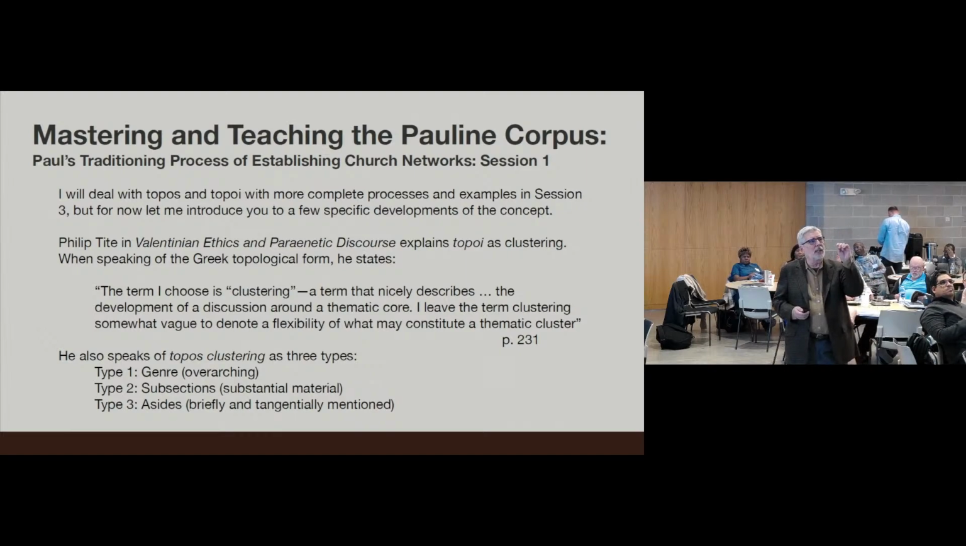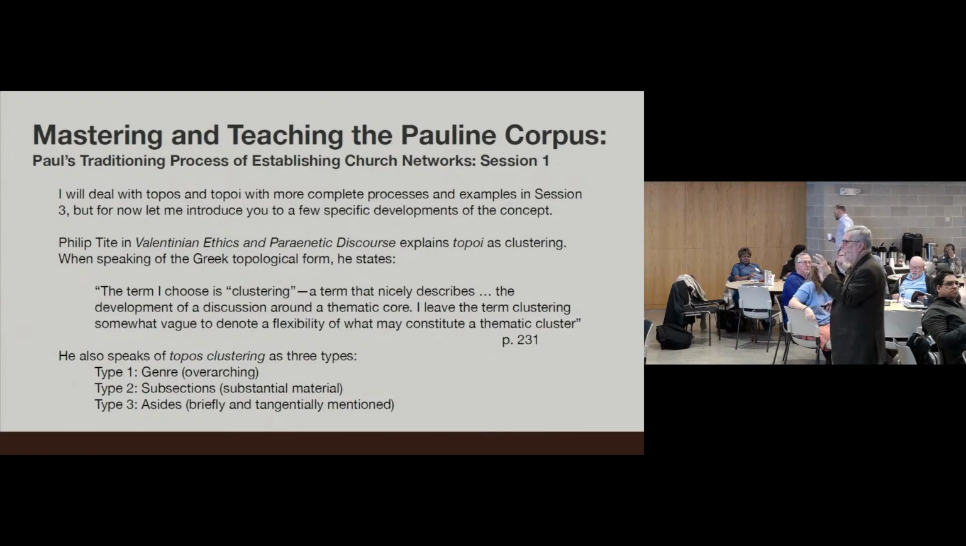But another important concept is in Tite's book, Valentinian Ethics and Hermeneutic Discourse, around topoi clustering. In this whole thing, you cluster an idea. So let's say you're talking about the church being a family of families, and particularly 1 Timothy is the organizing center for 1st, 2nd Timothy, and Titus: how you should conduct yourself in the household of God, how you build and fully establish the network. So that's all laid out, but they'll deal with individual matters.